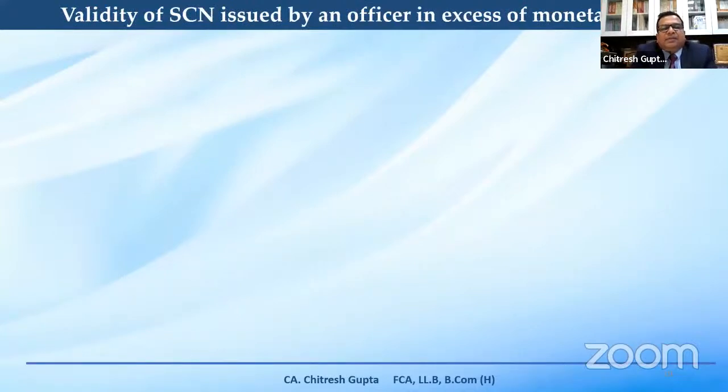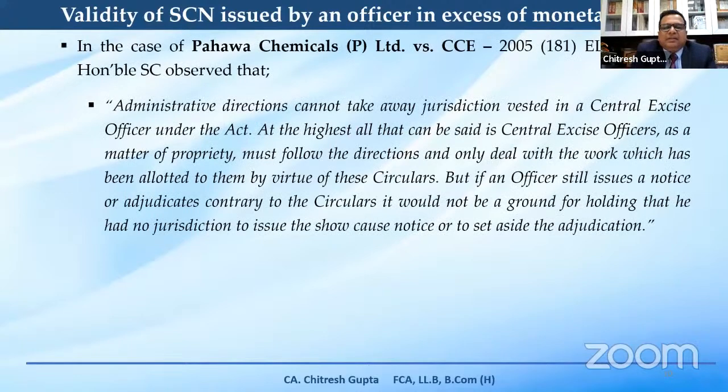Then another is validity of SCN issued by an officer in excess of monetary limit. So sir, we are already aware that in the law, generally the monetary limits are given for the administrative convenience of the officers, beyond which that particular officer cannot issue the show cause notice. Now the question arises, if the show cause notice has been issued by that particular officer beyond the monetary limit which has been prescribed for him, whether that show cause notice will become invalid or whether it will remain valid and can be adjudicated by that particular officer. So sir, in that case, we have a Supreme Court judgment, Pahwa Chemicals Private Limited, which dealt with the same issue.